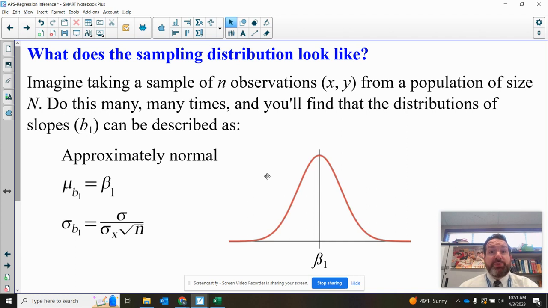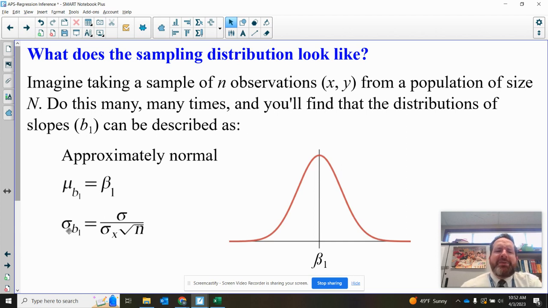If I do that, and you do that, and somebody else does that, and lots and lots of us do that, and if we then plot those different b's that we get, you get a distribution that's going to look like this. Approximately normal, centered around the true population regression value of beta 1. That's handy. So the center of our b1, our sample slope distribution, is the true regression slope for the entire population.